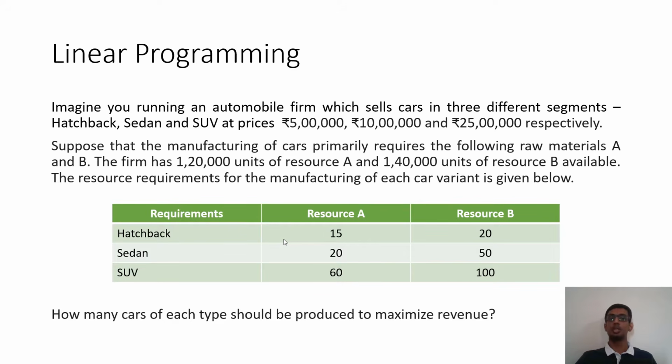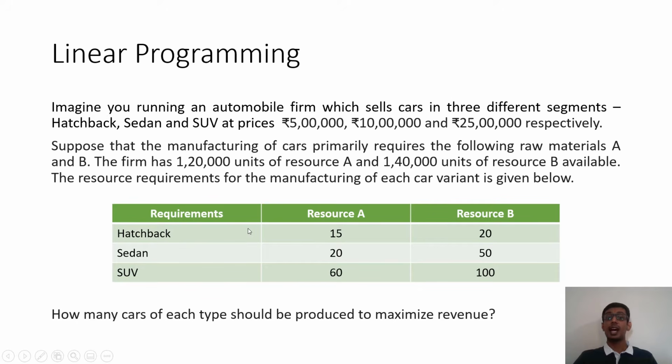So we will now move on to an illustrative example on how you model a business situation as a linear programming problem. Imagine you are running an automobile firm which sells cars in three different segments: hatchback, sedan, and SUV, and they are priced at the following numbers respectively. Suppose that the manufacturing of these cars requires two resources A and B, and you have 1,20,000 units of resource A and 1,40,000 units of resource B available.